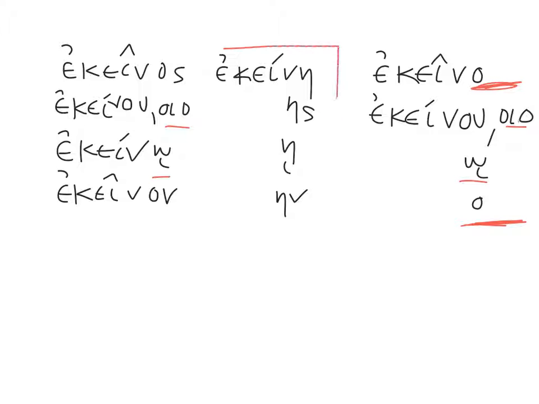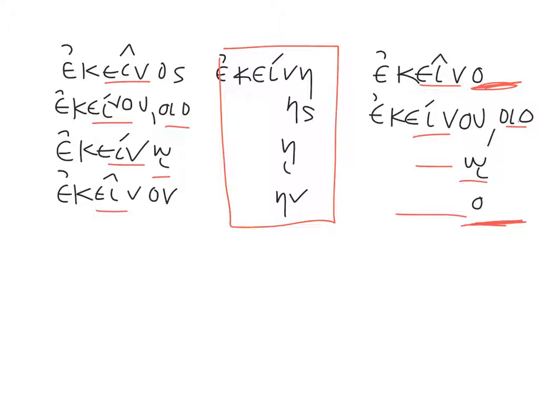Accent doesn't change on the feminine form. Accent does change from a circumflex to an acute to an acute to a circumflex. I didn't write out this form a second time, but I will just put the accents there. And that's a minor deviation from kalos, kale, kalon.